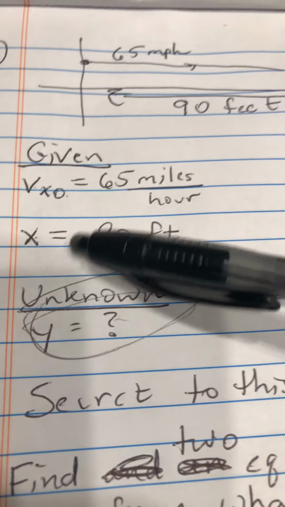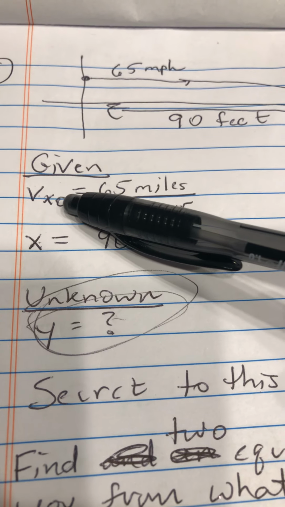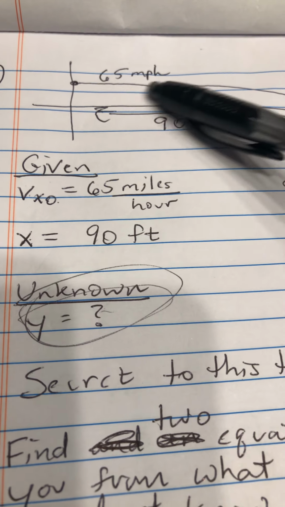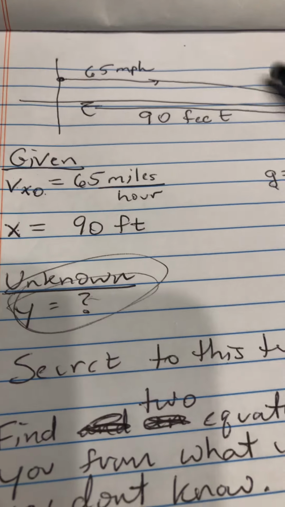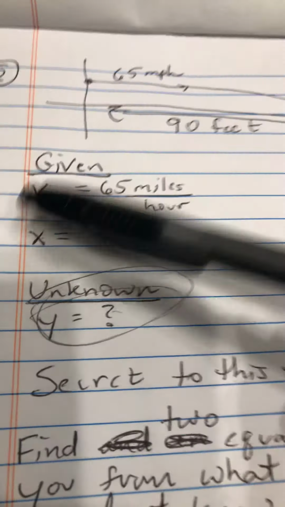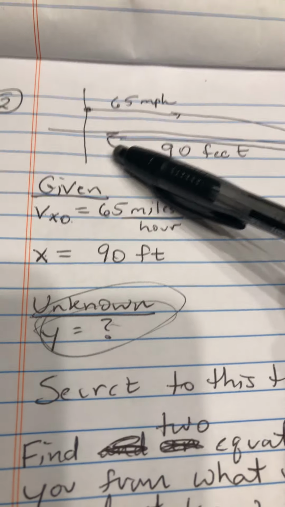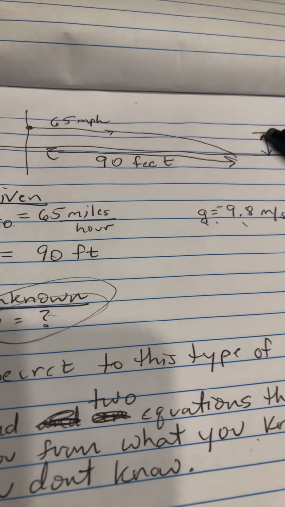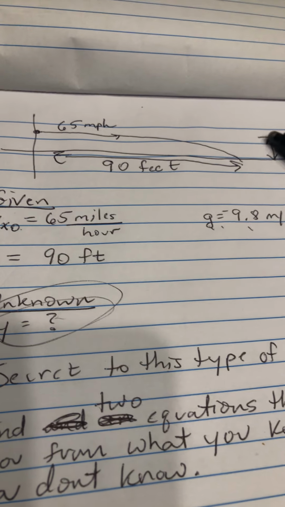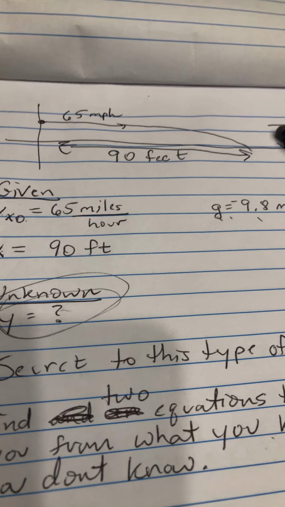So like right here, that's why I labeled 65 miles per hour. That's my initial X velocity. That's why I put that X in there. So always think in terms of X and Y. And then my X distance is 90 feet. So they're asking how far would that thing drop if it went 90 feet.